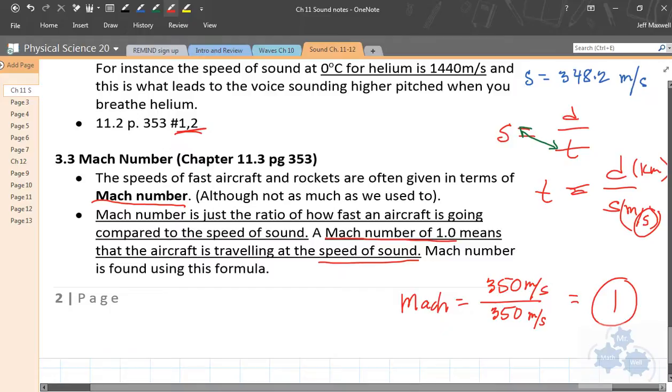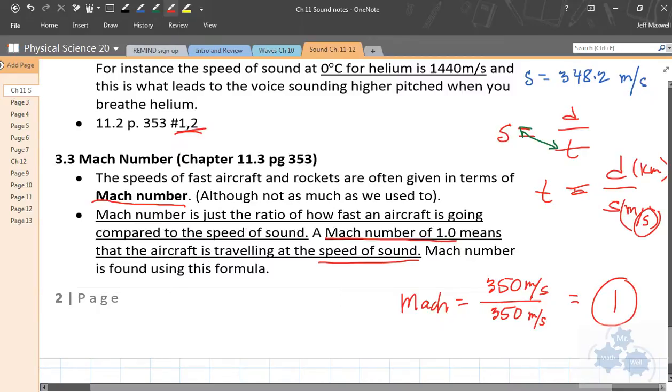Pretty easy. Okay? So Mach 3, 3 times the speed of sound. Right? So we're talking almost 1,000 meters per second, that sort of thing. Pretty fast. Alright, so it's pretty simple. That's what Mach number is.